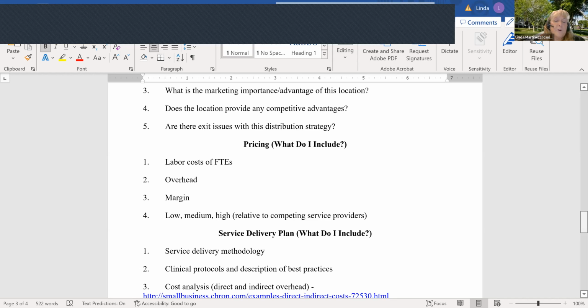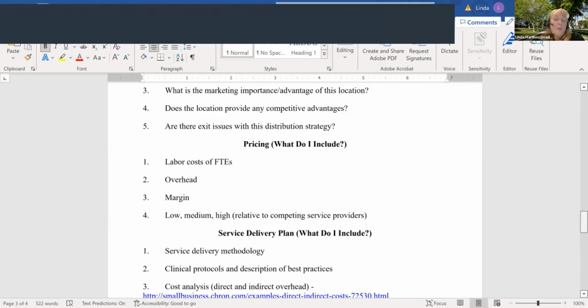FTE is full-time equivalent. These are the labor costs of the people you have working for you full-time. And labor costs include a lot of things besides just the hourly wage you're paying them. What is it costing you if you're going to provide insurance to them? What are the other costs, the benefits, being provided to these full-time equivalent employees? Those are one part of the costs that go into a business.